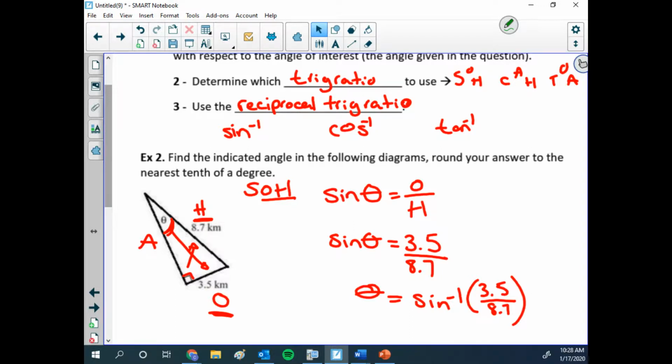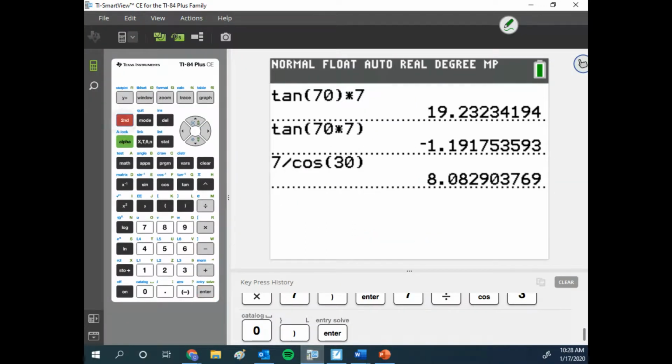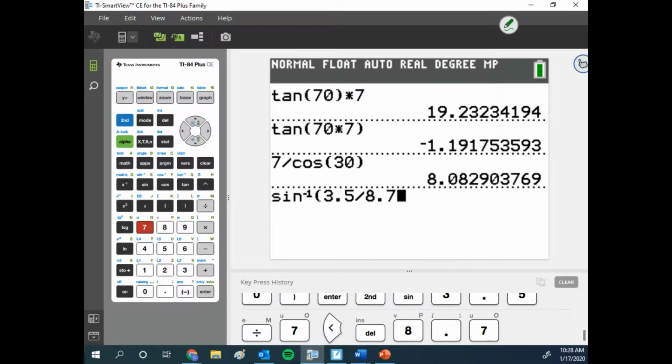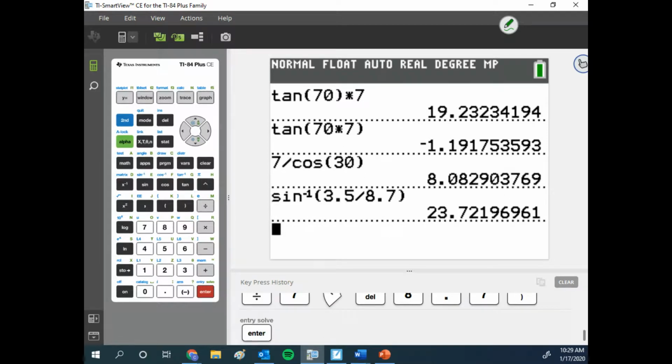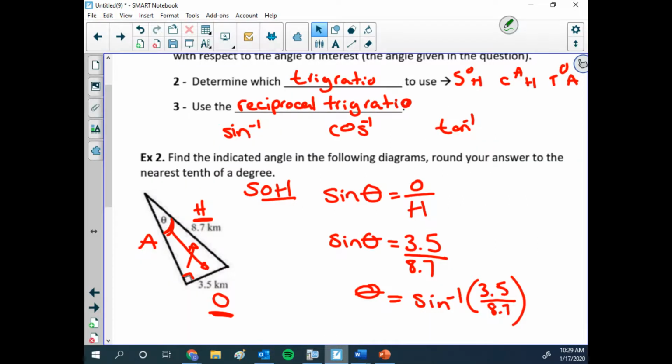So I'll use the reciprocal trig ratio of whatever fraction I have set up, and I can just type that in on my calculator. On my calculator, I hit the second function and sine, and that gives me the -1 right there, which indicates that I'm trying to solve for the angle, and it's 3.5 over 8.7. Whether I close the bracket there or not, it shouldn't really matter. And so that angle is 23.7 degrees. So theta is equal to 23.7 degrees. All right, so the big thing there is just remember to use the reciprocal trig ratio to find that missing angle.